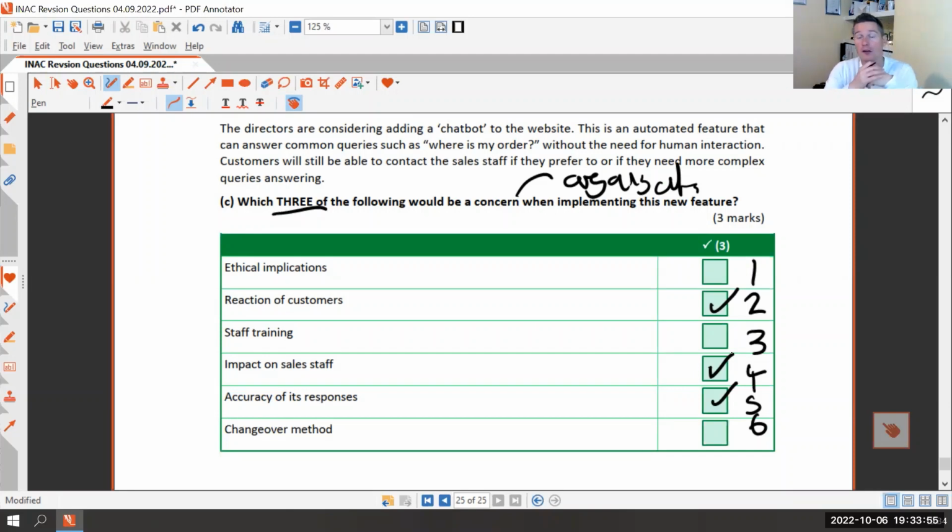Let's talk about the ones that we haven't chosen. So ethical implications. Do we think there's any ethical implications to this? Well, the answer is no, because we haven't ticked it. There's nothing to do with the environment. Think about the triple bottom line. It's not affecting any of them. It's not affecting our five fundamental principles. So it's not really relevant. Staff training, not really. Once it's up and running, it's automated. Staff shouldn't need to use it. So that's not particularly relevant.